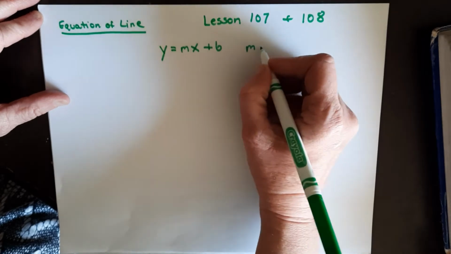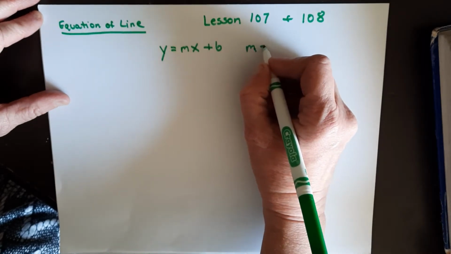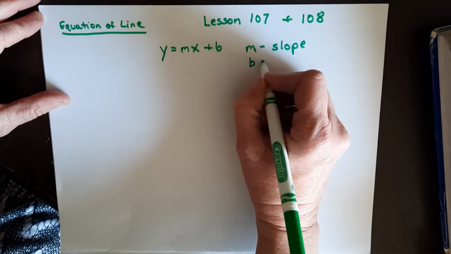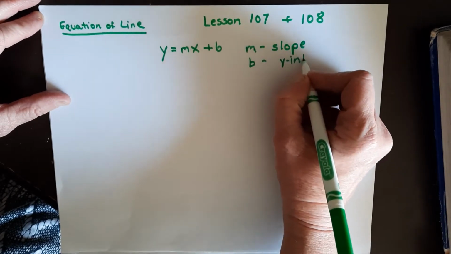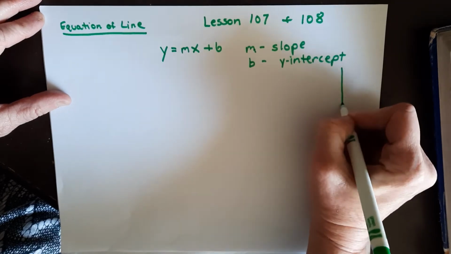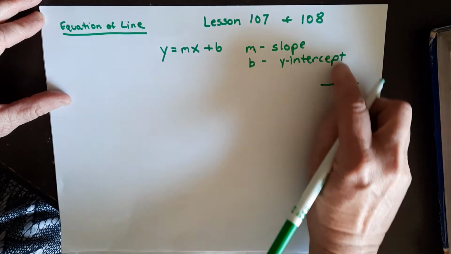You guys know this. Dominic knew this in class. m is the slope and b is the y-intercept. In other words, it's where the line crosses the y-axis.